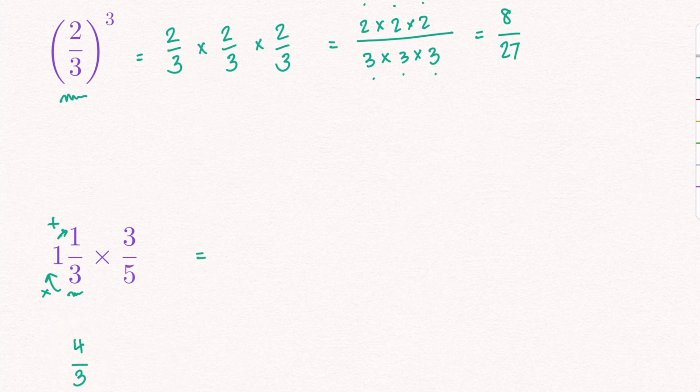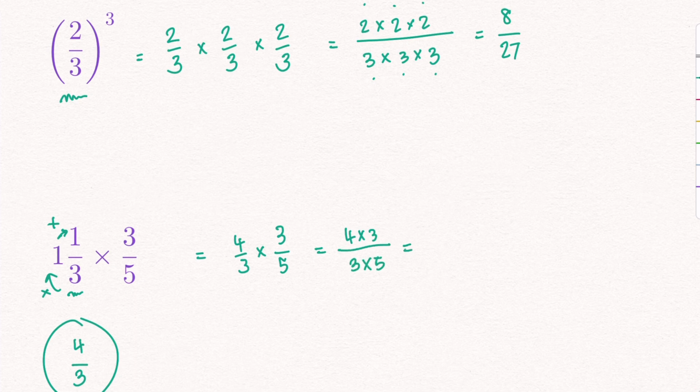Then we can times them. So write the mixed number as an improper fraction we just found out. It was 4 over 3 times 3 over 5. Then times the numerators together, 4 times 3, over denominators together, so 3 times 5. 4 times 3 is equal to 12, and 3 times 5 is equal to 15.